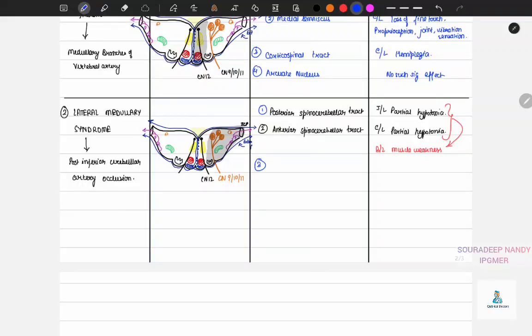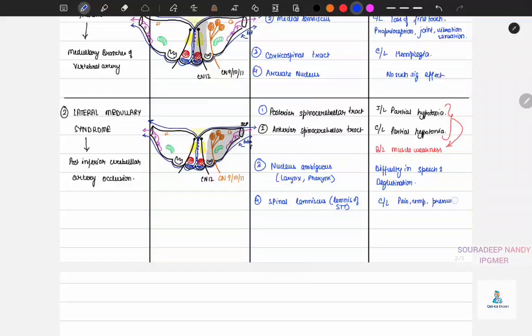Next, number 3, nucleus ambiguus. Nucleus ambiguus will be lost. This supplies the muscles of the larynx and pharynx, so this will lead to ipsilateral difficulty in speech and deglutition. Number 4, spinal lemniscus, which is the lemniscus of the spinothalamic tract. This will lead to contralateral loss of pain, temperature, pressure, and touch sensation.